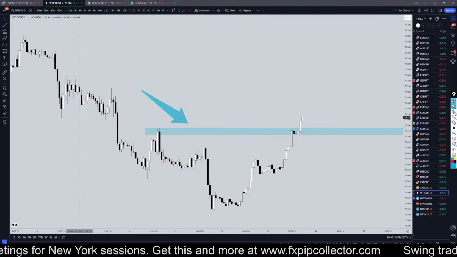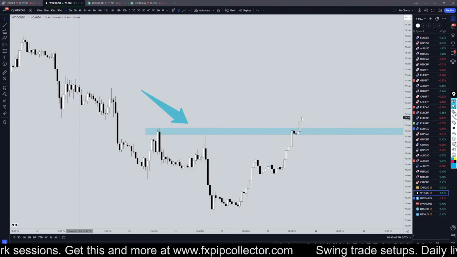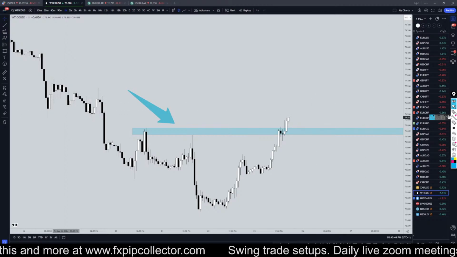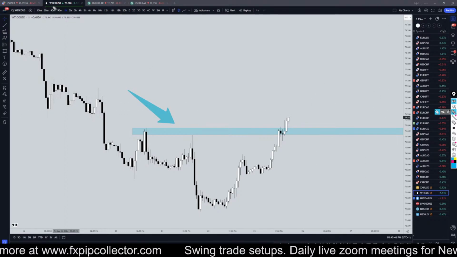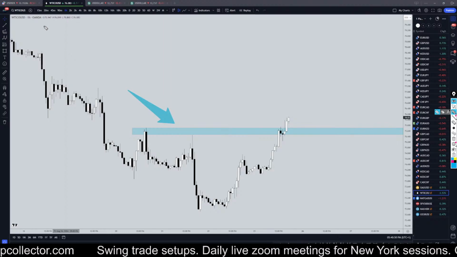Swing trading, I think, is the way to go for most people, because most people have full-time jobs and family. I don't really understand why most people want to trade on the short time frames. I don't even have the short time frames on my chart.